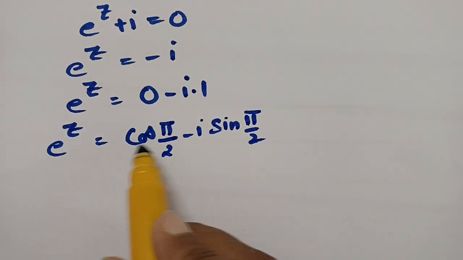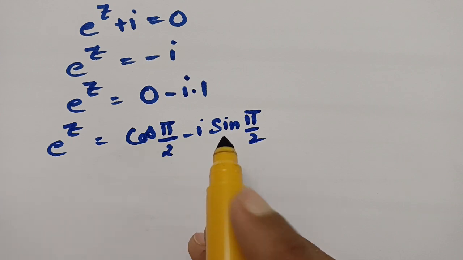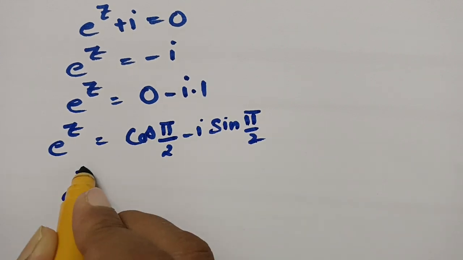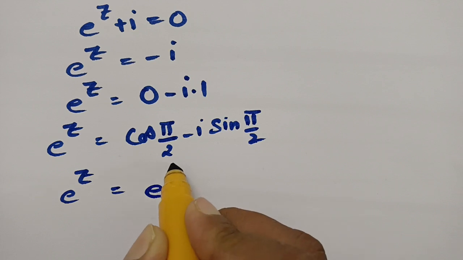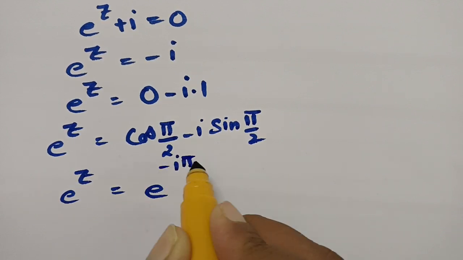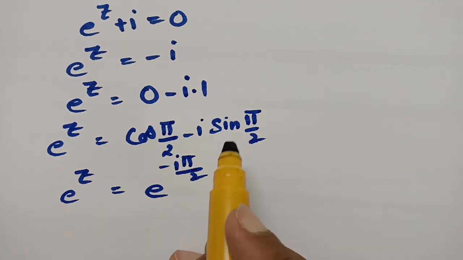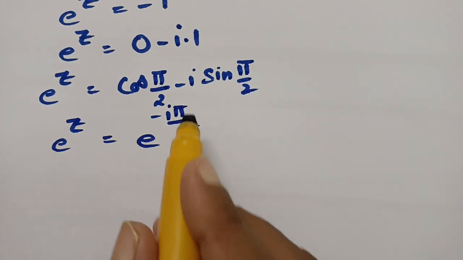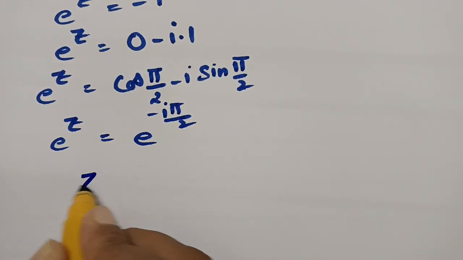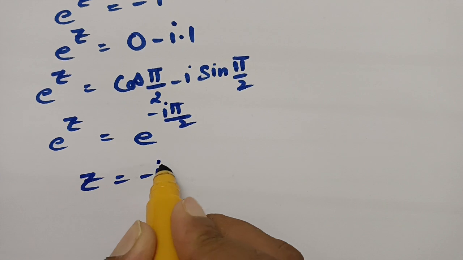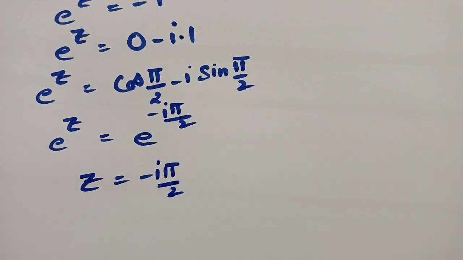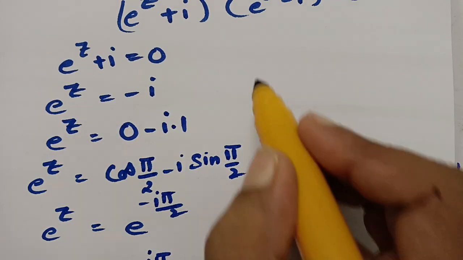So this is of the form cos theta minus i sine theta, which can be written as e power minus i theta. So this is e power minus i pi by 2, where the theta value here is pi by 2. As the bases are equal, I am equating the powers, that is z is equal to minus i pi by 2. Clear? Each and every step I have written here.